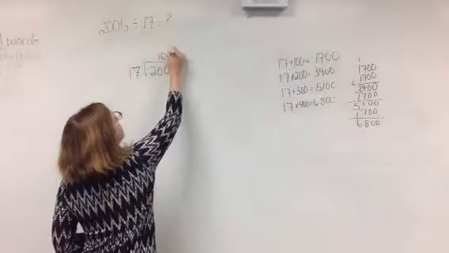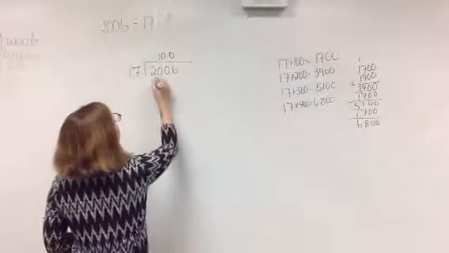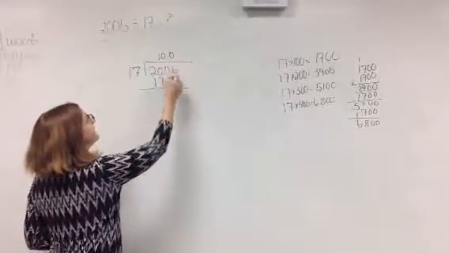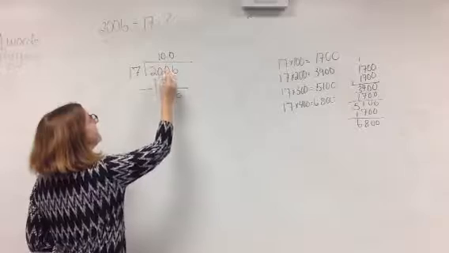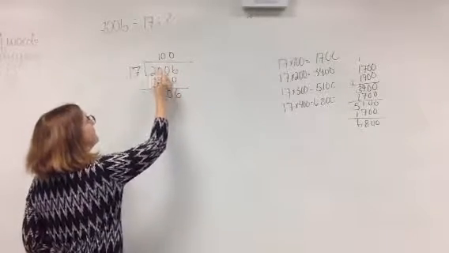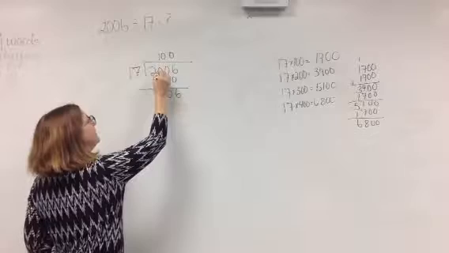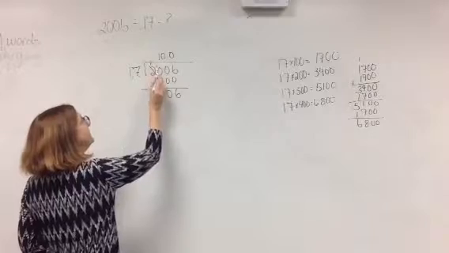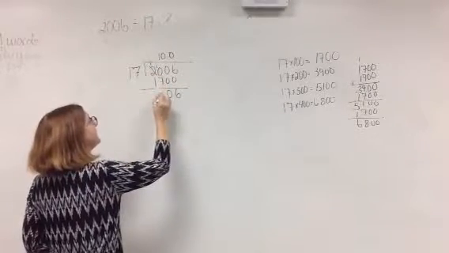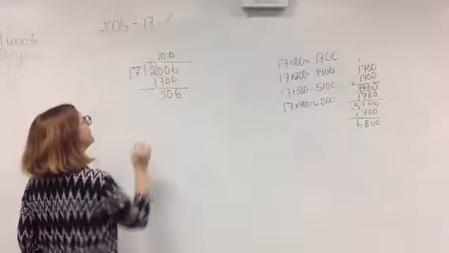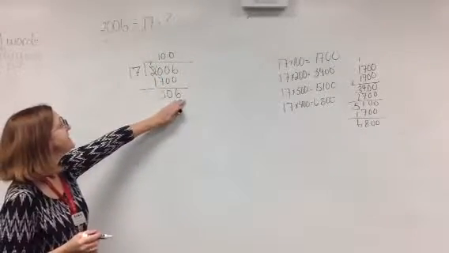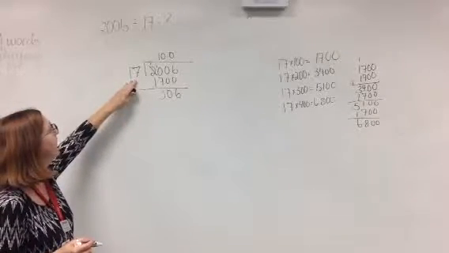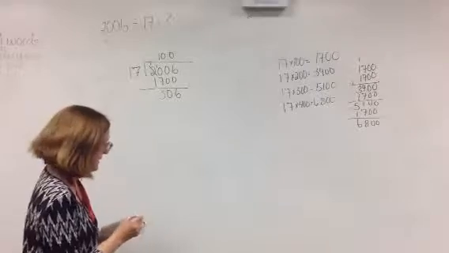So I'm going to put my 100 here as my partial quotient, my 17 here, my 1,700 here, and I'm going to subtract. 6 minus 0 is 6. 0 minus 0 is 0. You can't subtract 7 from 0, so I'm going to regroup, put my 1 here, make this 10. So 10 minus 7 is 3. 1 minus 1 is 0. 306 is bigger than 17, so I need to go back to my times tables.